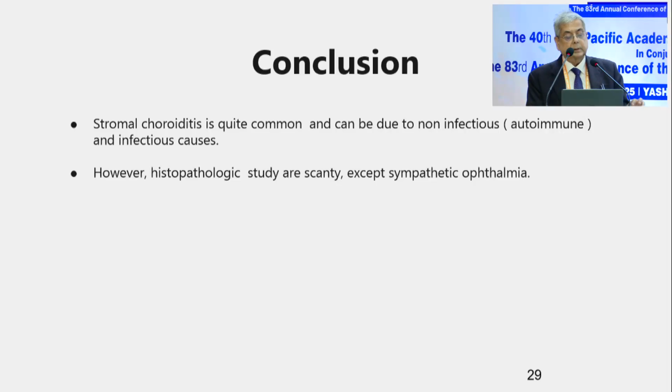So in conclusion, stromal choroiditis is quite common and can be due to non-infectious causes like autoimmune disease, VKH, sympathetic ophthalmia, and infectious causes. Histopathologic studies are scanty except in sympathetic ophthalmia, but nowadays with molecular biologic and immunohistochemical studies, the pathogenesis of the disease can be elucidated elegantly.